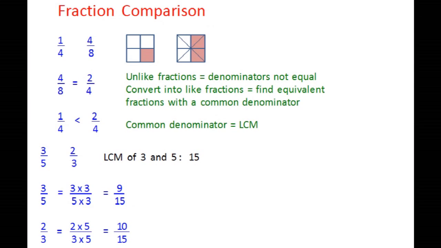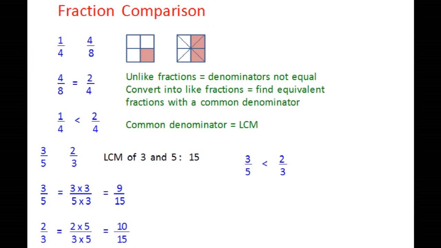Now in case of 2 over 3, the denominator should be made 15. So we multiply the denominator by 5. Therefore we also multiply the numerator by 5. So 2 over 3 becomes 10 over 15. So now you see that the fractions are converted to like fractions and it is easy to compare. So we know that 10 over 15 is bigger than 9 over 15 and that means 2 over 3 is greater than 3 over 5.